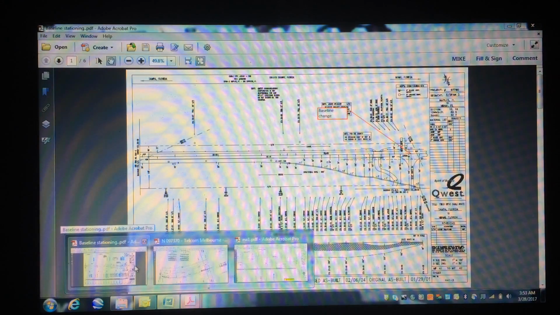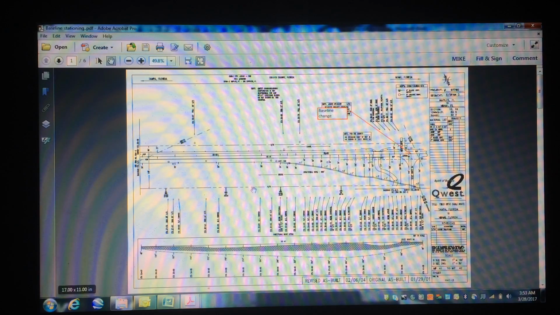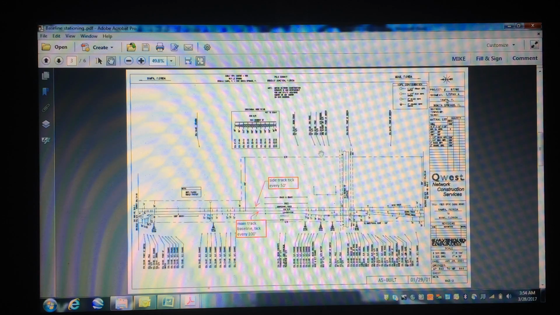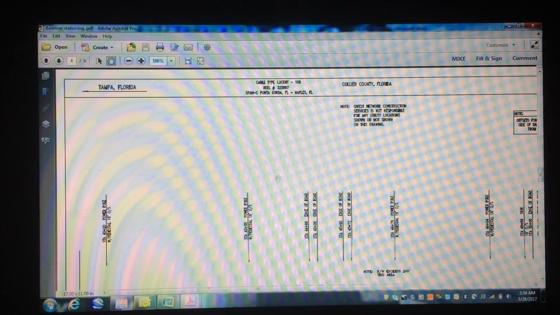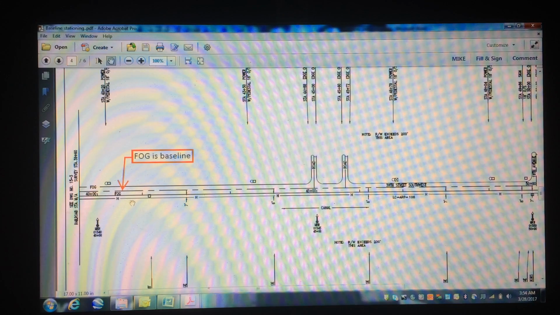Okay, let's look at this. Okay, here is an example where the fog line is the baseline. The fog line is the white line at the edge of the road. It's labeled. You can see there's a tick on it every 100 feet. And all callouts to the running line have dimension arrows to that baseline.